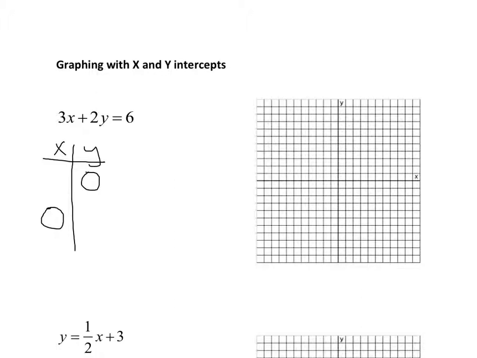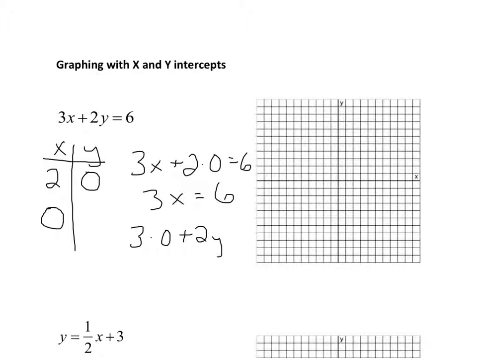So first of all, let's say y is 0. So I'm going to put that into this equation. 3x plus 2 times 0 equals 6. 2 times 0 is 0. So that means 3x equals 6, or x equals 2. Next, I'll put 0 in place of x in the equation. 3 times 0 plus 2y equals 6. 3 times 0 is 0, so 2y equals 6, or y equals 3.